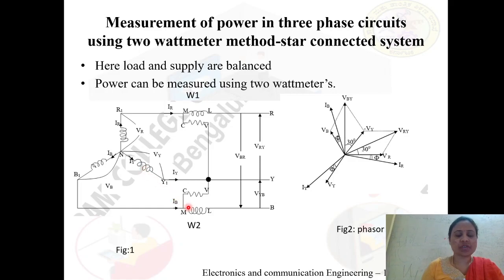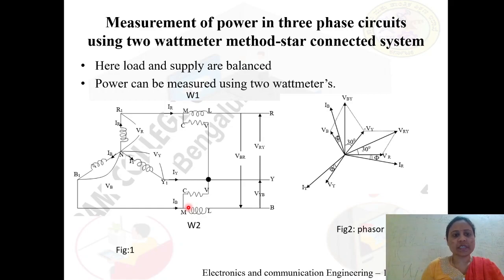We can measure the power for a three-phase circuit either by using line parameters, or by phase parameters, or also using the 2 wattmeter method. Using phase parameters, the power can be measured using P is equal to 3 times Vp Ip into cos phi, and using line parameters we can measure the power using root 3 times VL IL into cos phi.